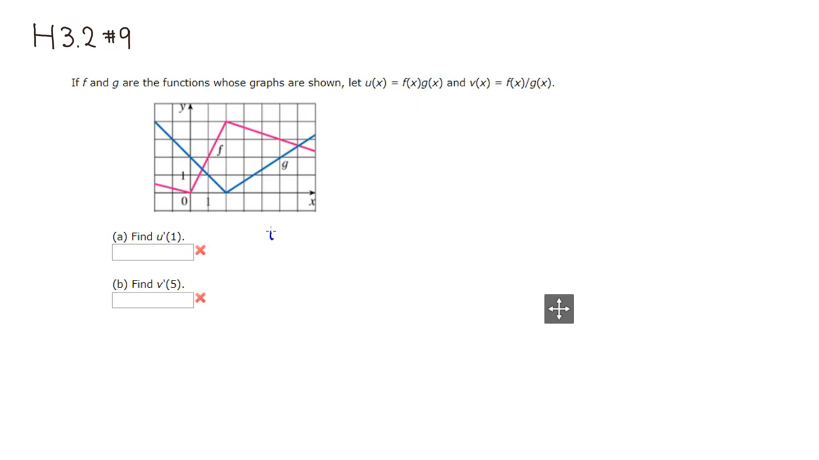So if you take the derivative of u with respect to x, we're going to get f prime of x times g of x plus f of x times g prime of x. All right, so if you want to find u prime of 1, then we would have to find f prime of 1 times g of 1 plus f of 1 times g prime of 1.